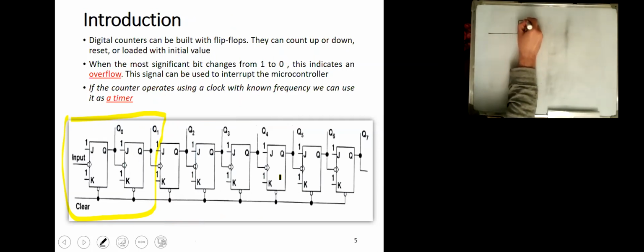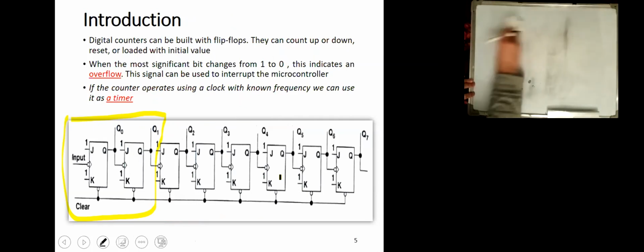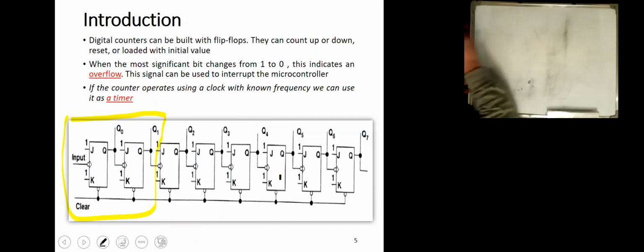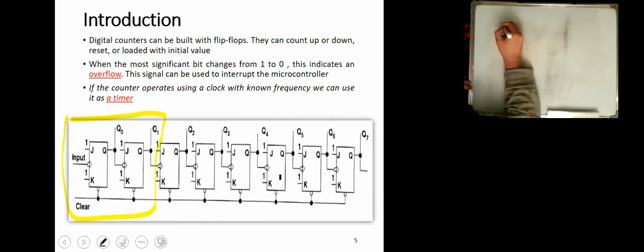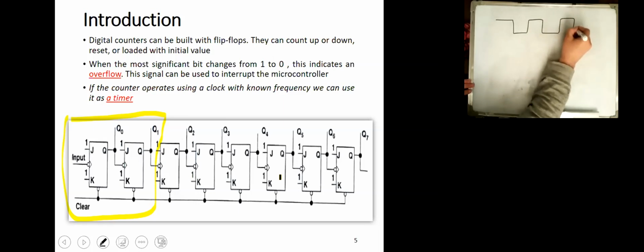So basically, usually at the input, we have a periodic square wave, which represents the clock or the trigger. So let's assume this is the clock or the input, like this. So this is the input. And then we have a Q0, which is the least significant bit of the counter, and the Q1, which is the most significant bit of the counter.